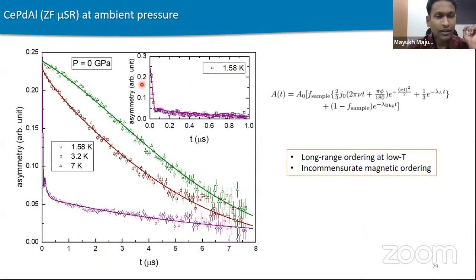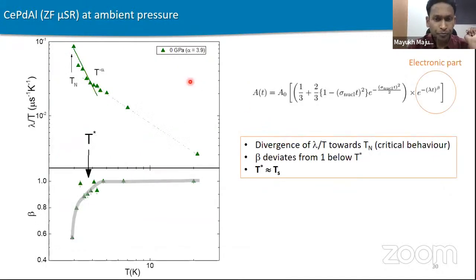So you can see that this is the data at ambient pressure for cerium, palladium, aluminum. In the inset, you can easily see that in the ordered state you have oscillations, which further tells you that you have this long range magnetic ordering. And also we have calculated this lambda over T as a function of temperature, and you can see this divergence behavior towards the long range magnetic ordering.